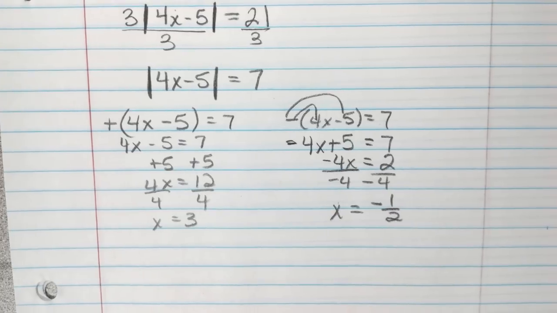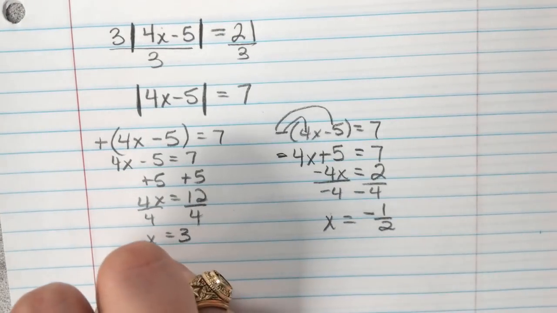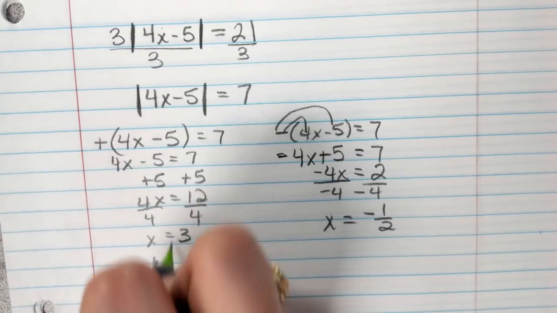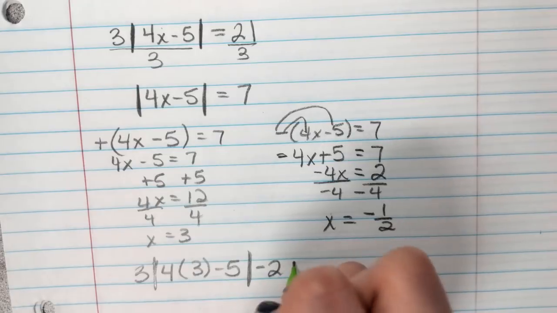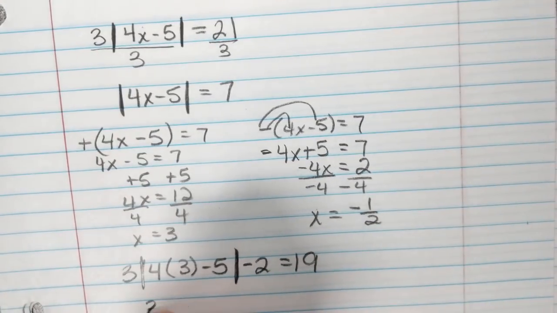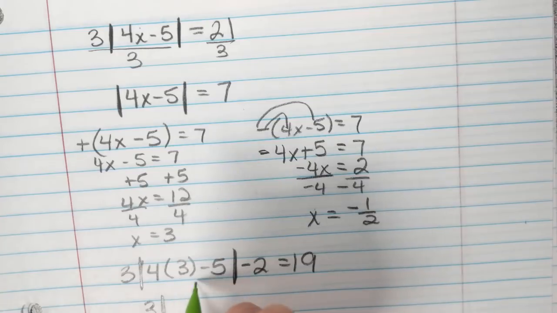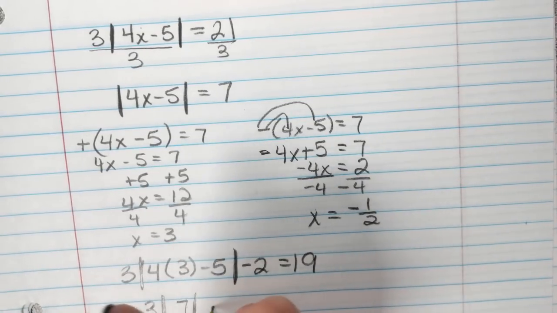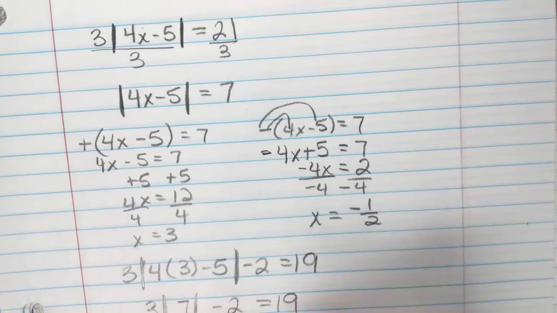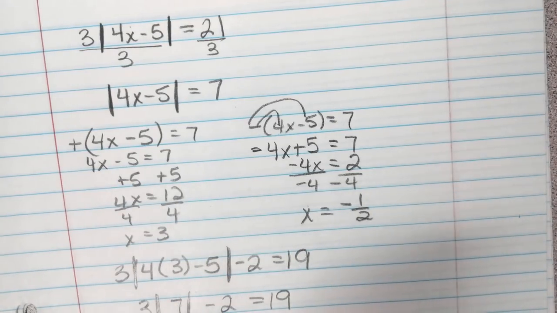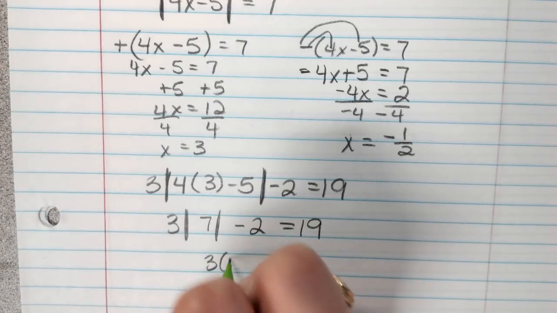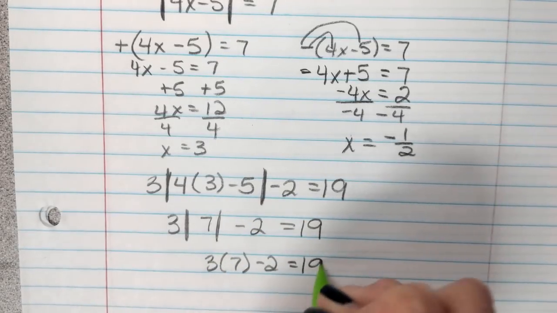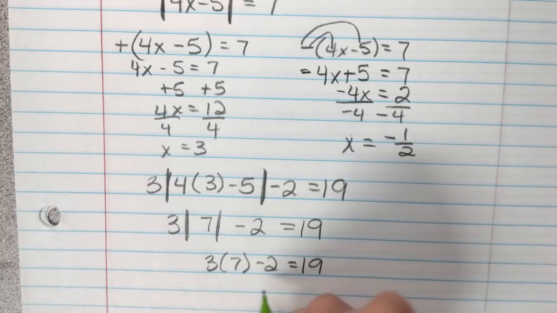So I want to check and make sure that what I have is correct. I'm going to go back to that original problem. So 3 absolute value 4 times 3 minus 5, minus 2 equals 19. I want to make sure that this is right. So 3 absolute value of 4 times 3 is 12, minus 5 is 7, minus 2 equals 19. Plug this in your calculator if you want to, but you should know absolute value is 7. All absolute value means is the distance from 0, which is always positive. So you've got 3 times 7 minus 2 equals 19. Well, 3 times 7 is 21. 21 minus 2 is 19. So 19 equals 19. You're good to go.